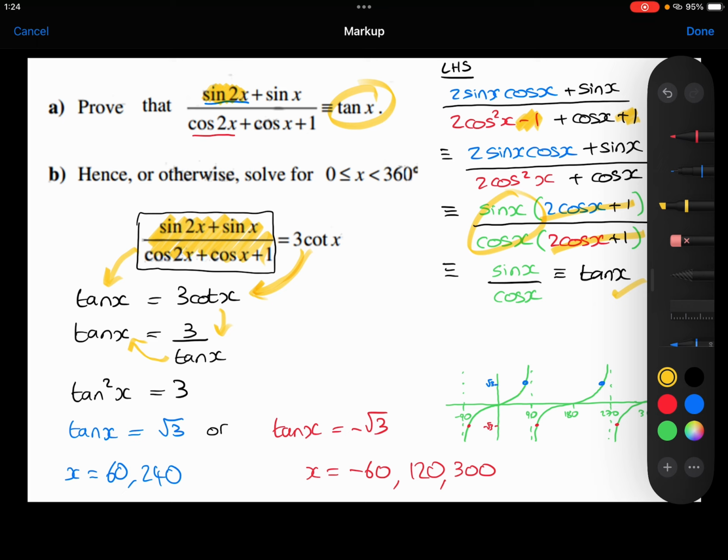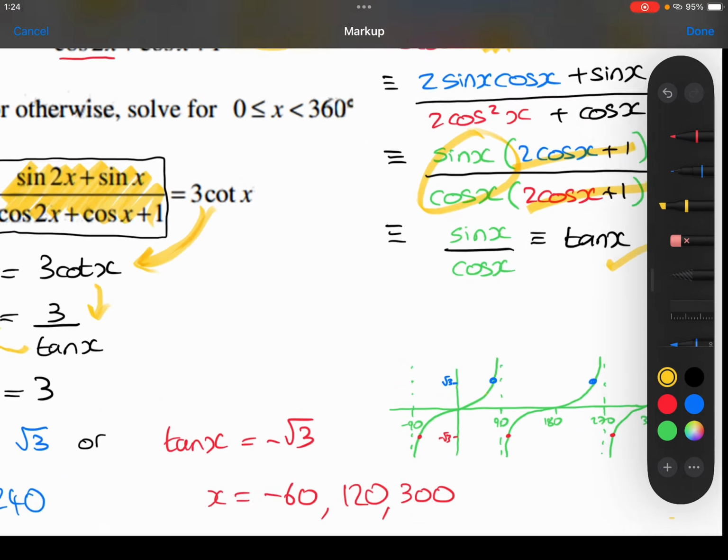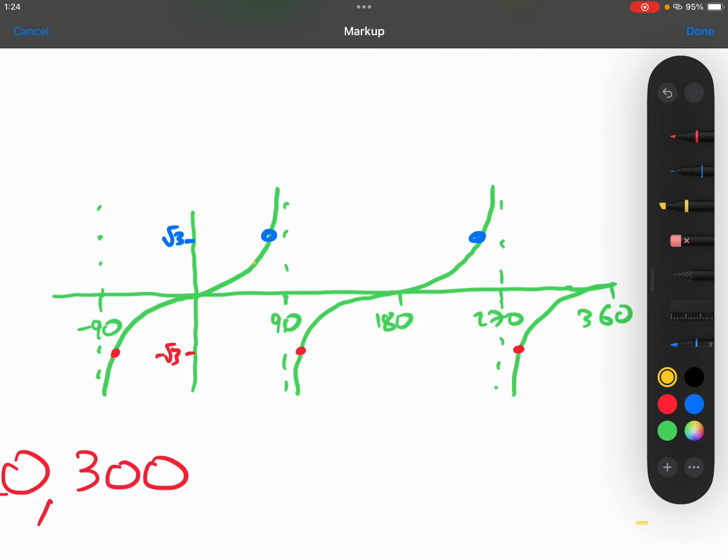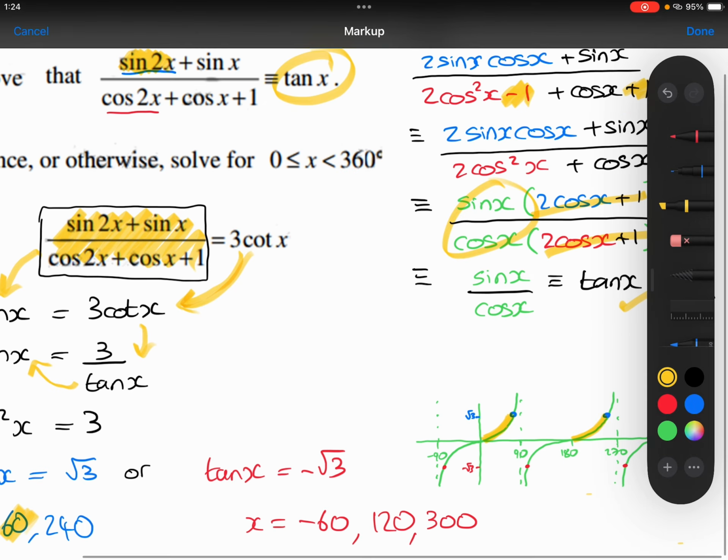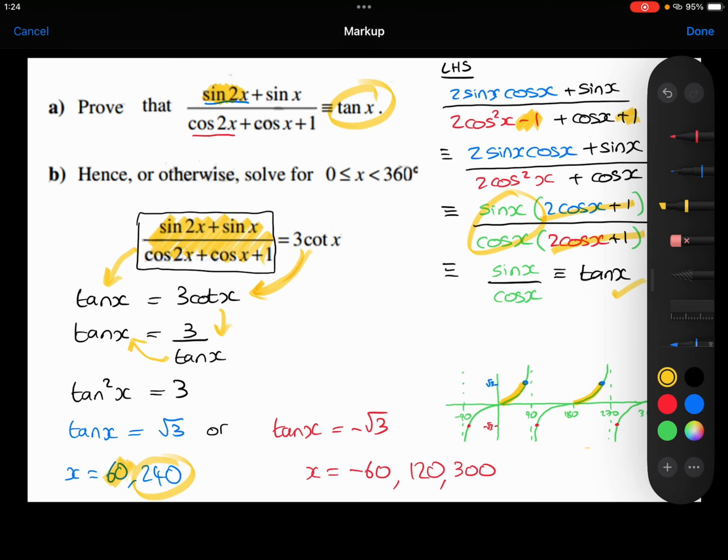I've then square rooted to find that tan x is either plus root 3 or it could be minus root 3 as well, so don't forget that. If I do tan inverse of root 3, I get 60. And I'm going to use my graph to find when else it's equal to root 3. So here was the 60 degrees. Here is 180 plus 60. So that's where the 240 came from.